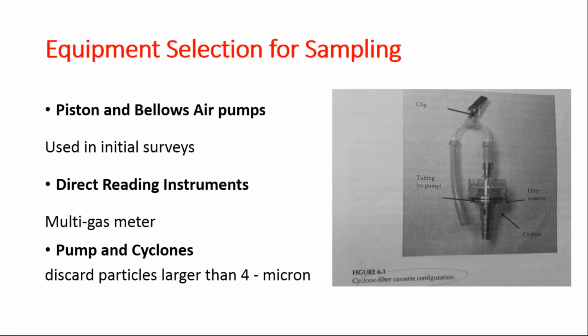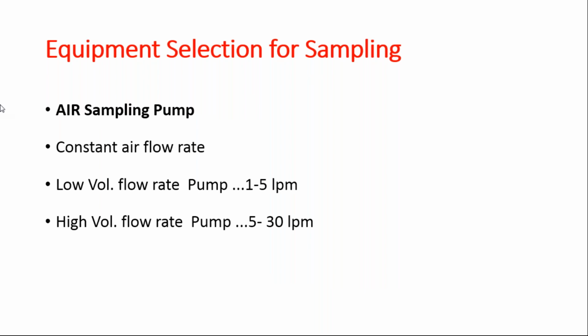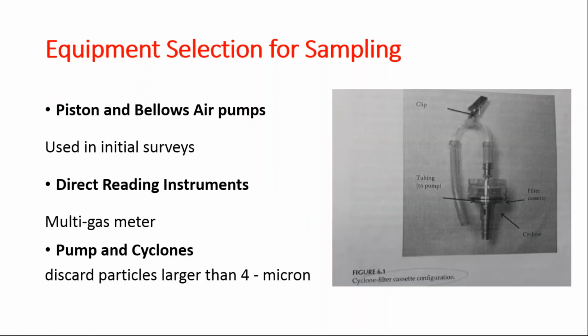The slide topic which we are discussing is equipment, sampling equipment. A number of equipment are available for sampling. The first one we have discussed was our air sampling pump. In an air sampling pump, mostly there is a centrifugal pump, or centrifugal blower.